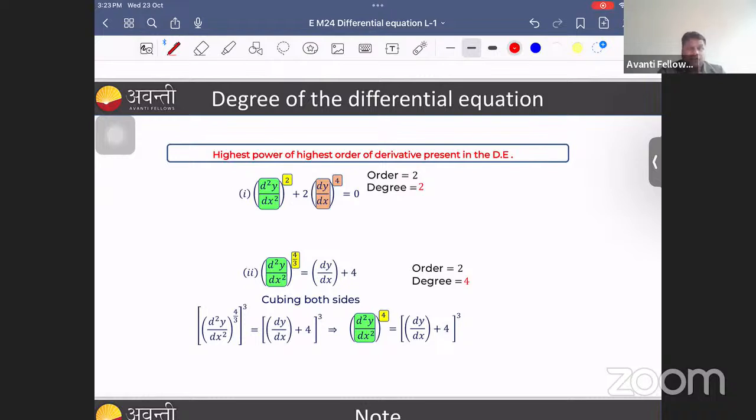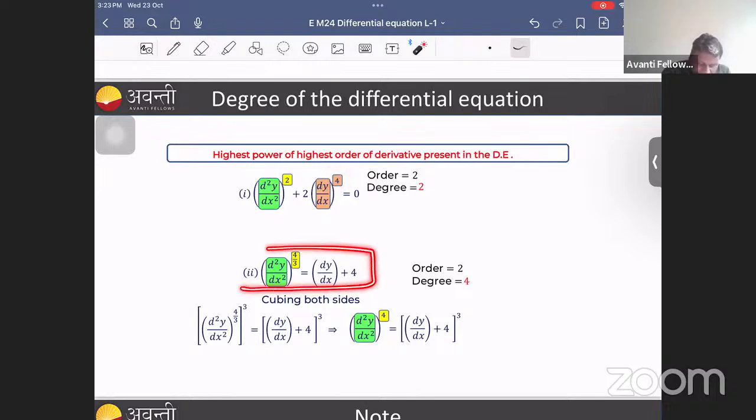So degree of a differential equation is what? It is the power of the highest order derivative present in the differential equation. So like here, if you see, highest order derivative is 2 and its power is also 2. So degree is what? 2. Degree is not 4. Degree is 2.